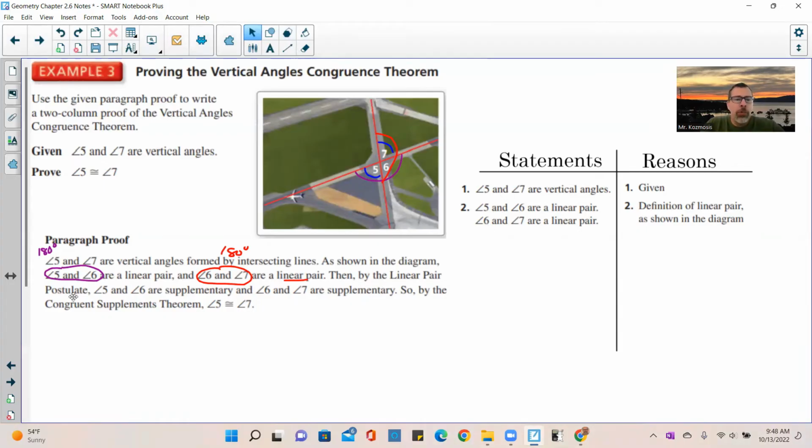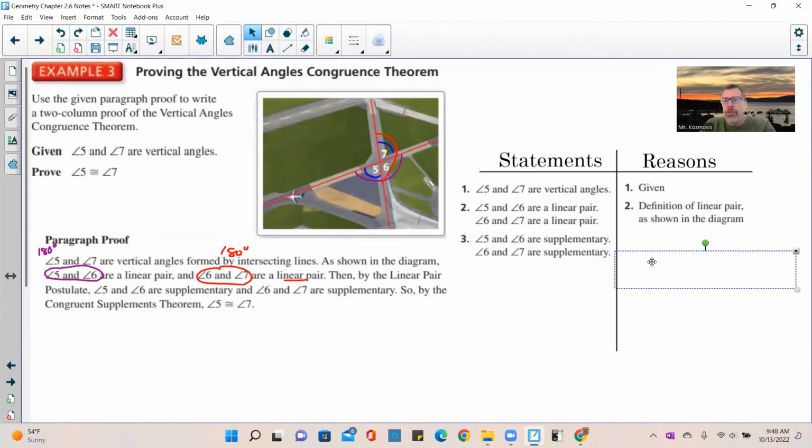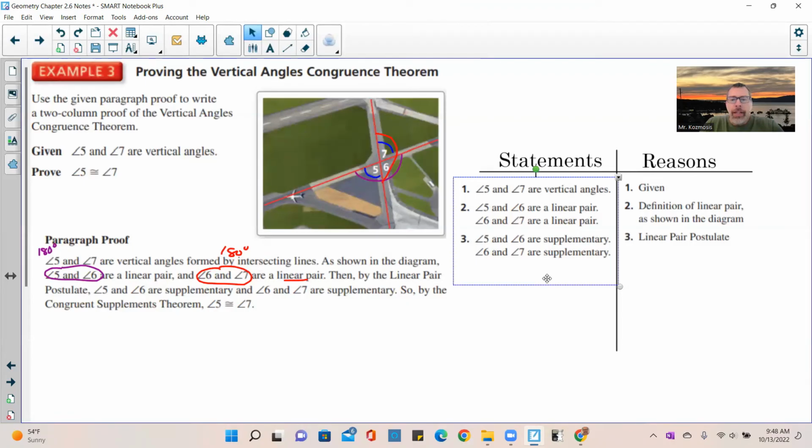Then by the linear pair postulate, angle 5 and angle 6 are supplementary. So in my two-part proof, I'd say angle 5 and angle 6 are supplementary, and angle 6 and angle 7 are supplementary by the linear pair postulate, which says that if two angles form a straight line, they're a linear pair, and they add up to 180 degrees. And so therefore, you would put linear pair postulate.